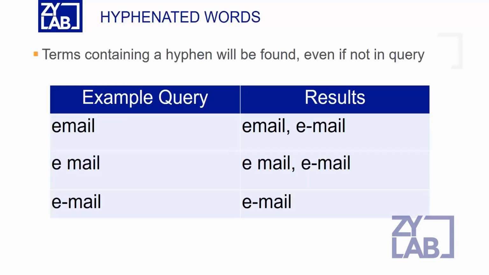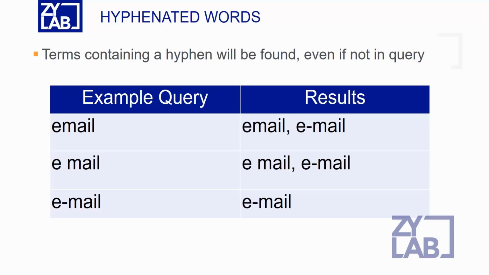If a term or combination of terms you are searching for contains a hyphen, that term will be found even if you did not include a hyphen in your search query. In other words, you can use one term to find both hyphenated and non-hyphenated forms of the word. For example, when you search for email or e-mail, it will also find the hyphenated version e-mail.